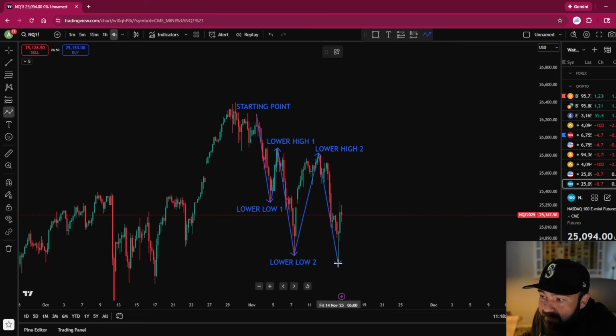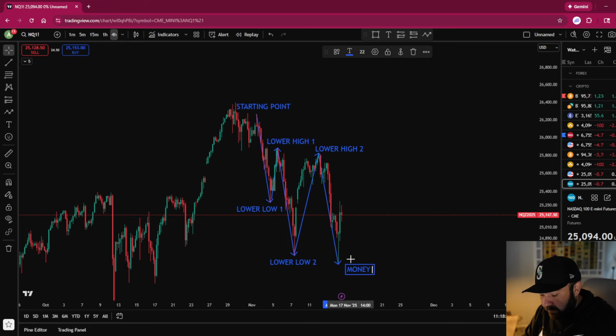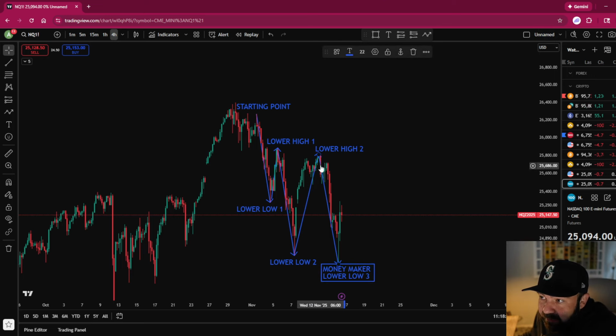And honestly, this is what I think right here. Let me label this so we have full clarity. Moneymaker, lower low 3. Okay? This, the classic moneymaker leg. Look how many points. It's bigger than any of these ranges right here. This is the moneymaker leg. If you would have been watching this, starting point, lower low, lower high, bang, moneymaker.